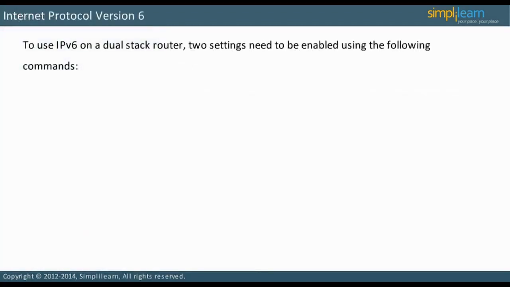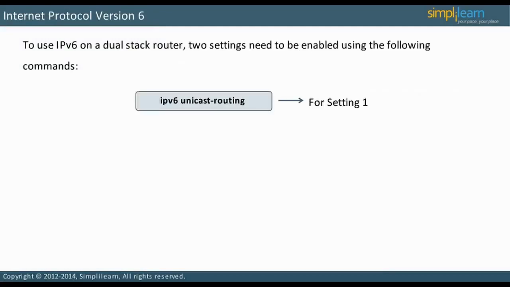Two settings must be enabled to use IPv6 on a dual-stack router. The IPv6 unicast routing setting is not enabled by default, while the IPv6 CEF setting is usually the default. Check the configuration to make sure both are enabled.